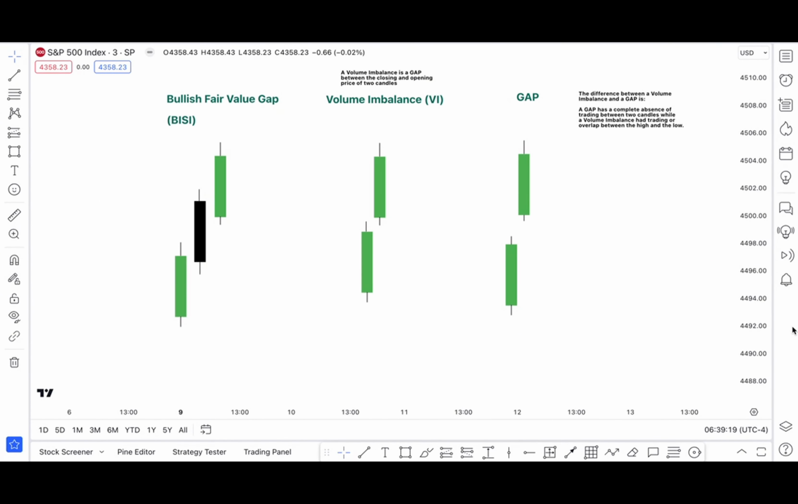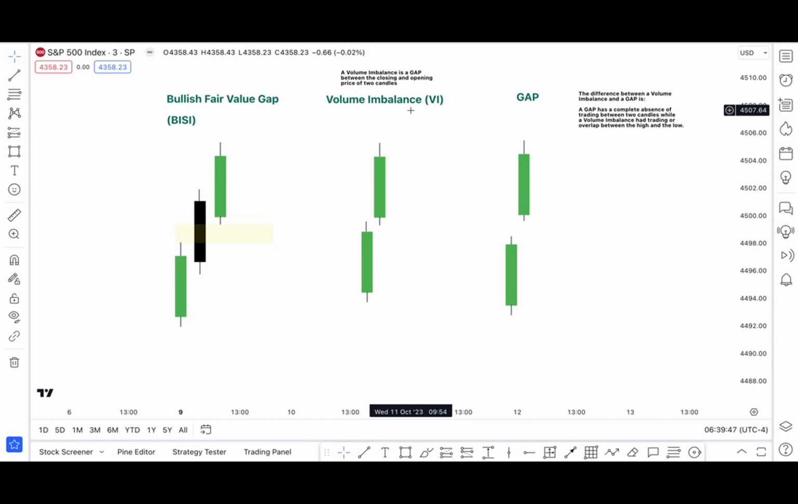Together with fair value gaps, volume imbalances and gaps are also frequently mentioned in ICT videos. So what's the difference between a fair value gap, volume imbalance, and a gap? We just analyzed what a fair value gap is. It's a 3 candlestick pattern where the high of the first candle does not overlap with the low of the third candle. There's a fair value gap right here in the form of a BISI.